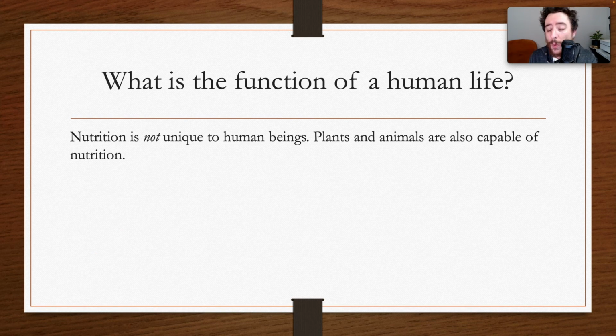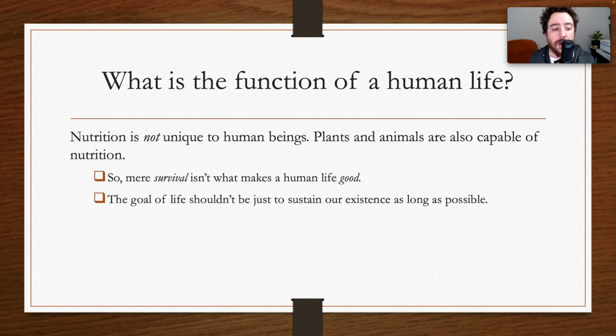Firstly, you might think, well, one ability that human beings have is the ability to gain nutrition, to use that nutrition to sustain our lives, to keep on living. But nutrition isn't unique to humans. Plants and animals are also capable of gaining nutrients for their bodies to sustain their lives. But if that's not unique to us, it's not our function, and that means mere survival isn't what makes a human life good. And so the goal of our lives shouldn't be just to sustain our existence as long as possible, to go on living. It's going to partly depend upon the quality of that life.